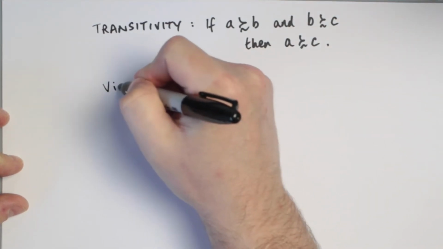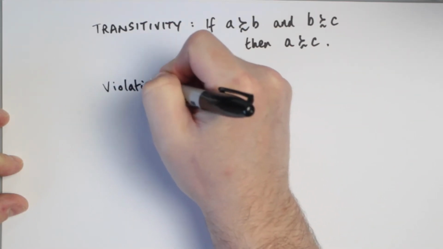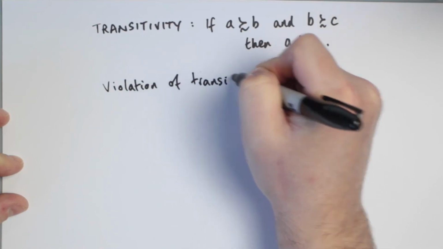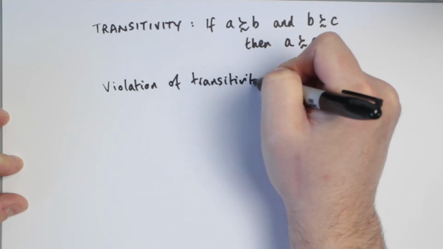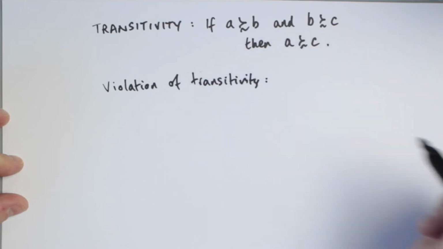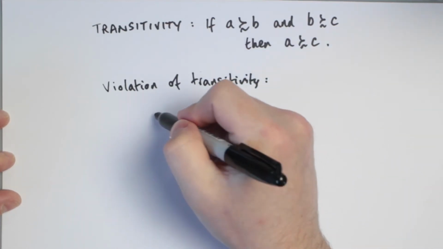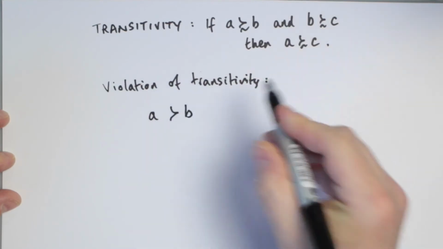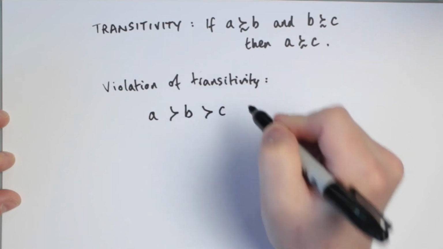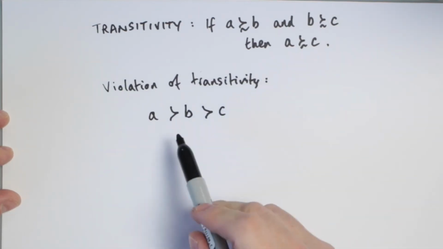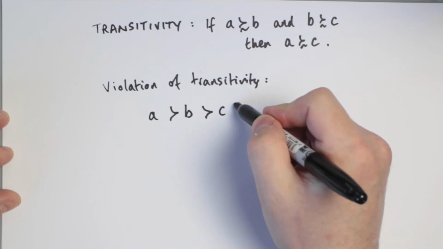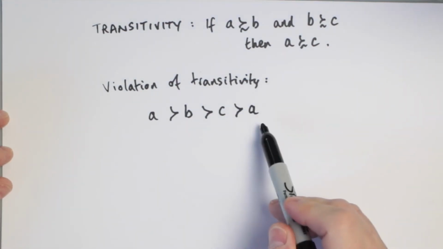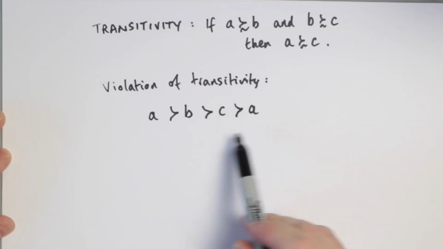A violation of transitivity could look something like this. Suppose that the consumer strictly prefers A to B and that they strictly prefer B to C. Transitivity requires that they strictly prefer A to C, but let's suppose that they violate this and the consumer prefers C to A. Now you can see what's happened here. We end up with a cycle.